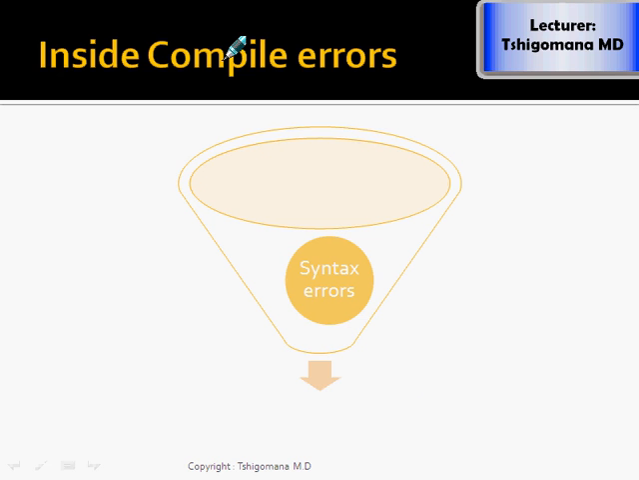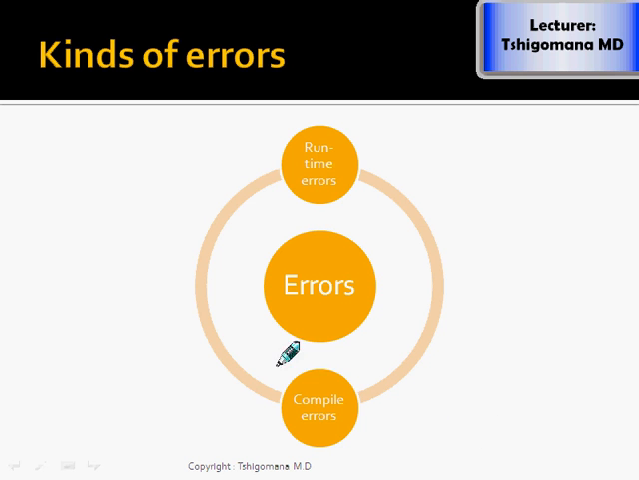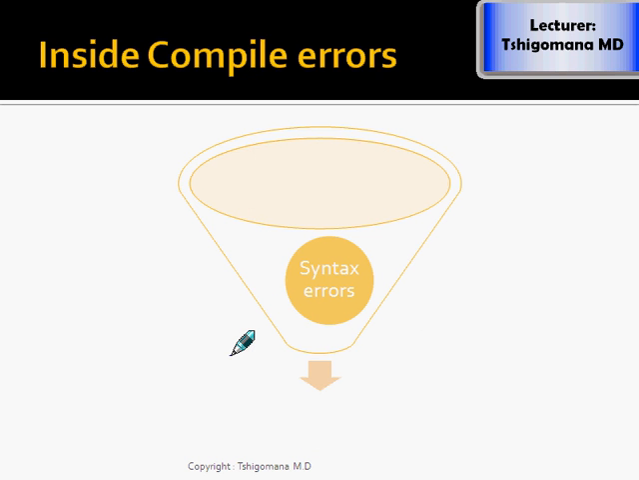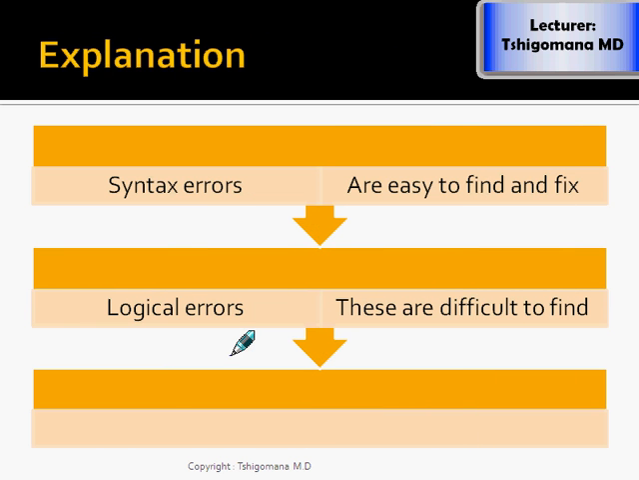Now let us look inside the compile errors. What are some of the compile errors that you can encounter? Inside compile errors we have what we call syntax errors. Now let me explain something here about syntax errors. Syntax errors are easy to find and fix. And there are the so-called logical errors. These are difficult to find, and these normally are found during runtime. In other words, when the program is running.